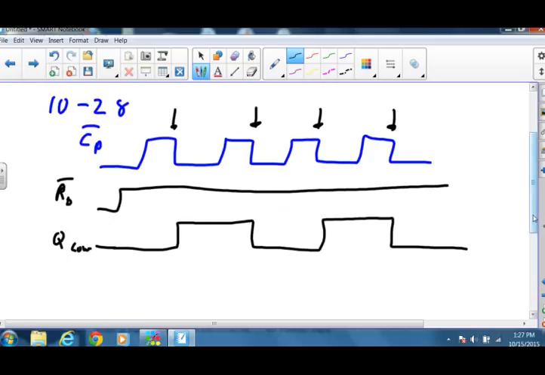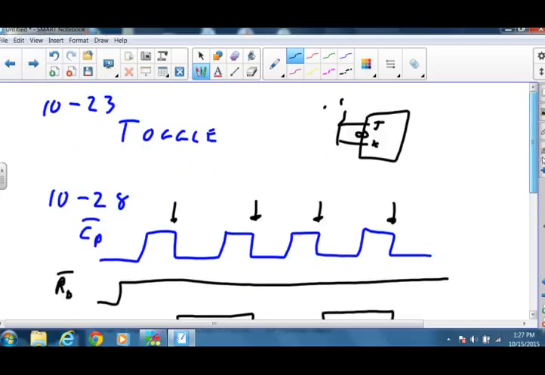Why does it go up or go up? Okay. I look at the JK flip-flop. It has a 1 on both the J and the K. Because it has a 1 on both the J and the K, it is set up to do a toggle. That toggle will occur on the negative clock pulse because I've got a negative clock pulse symbol there.